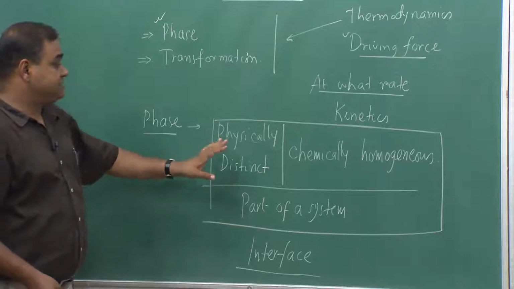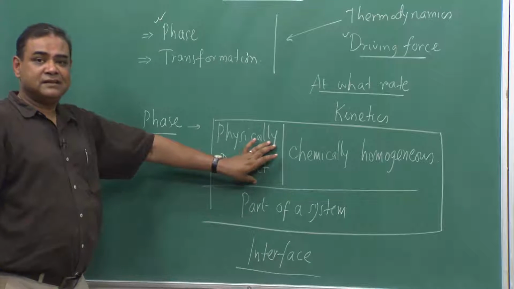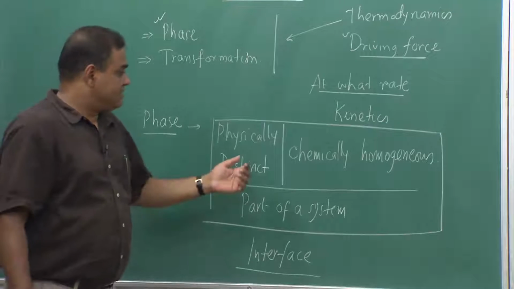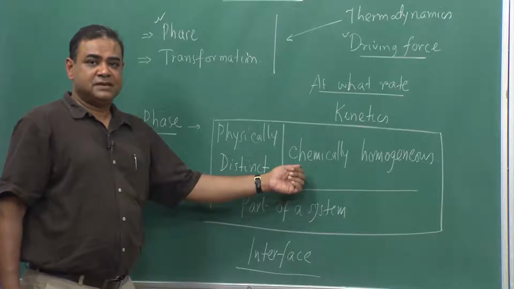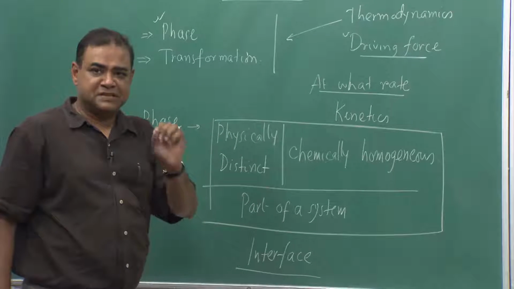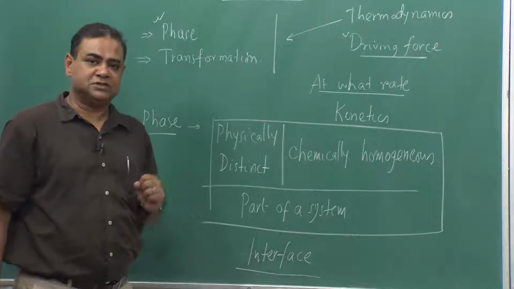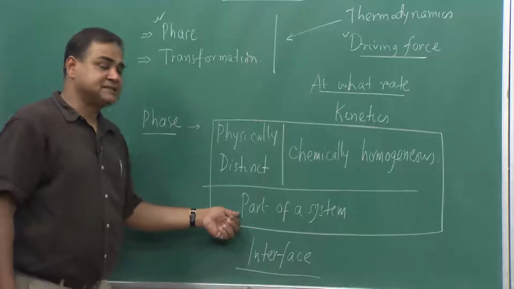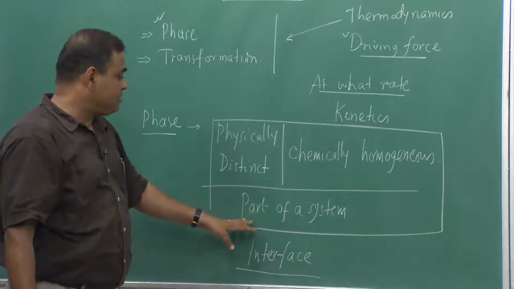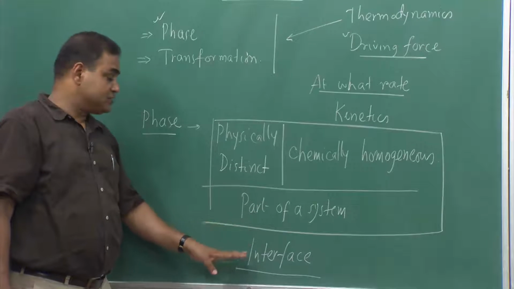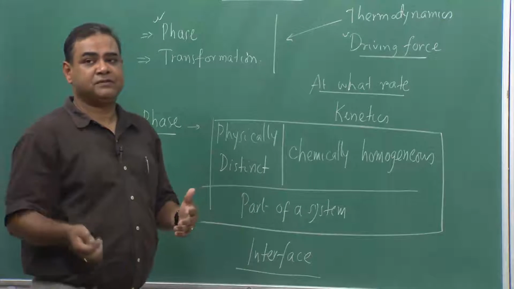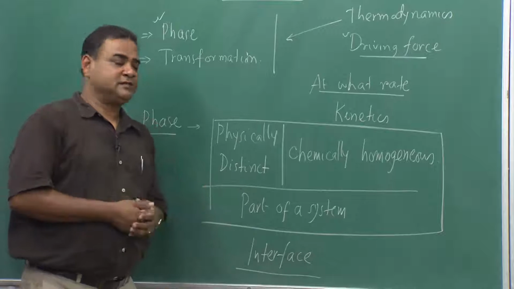That means it is physically distinct, that means its appearance would be different, and chemically homogeneous. So, in that particular phase, at every point we can have a similar concentration or composition. And part of a system means it should be a part of a whole system. And whenever we are talking about a part of a system, we need to see whether that part is separated from the rest of the system with an interface.